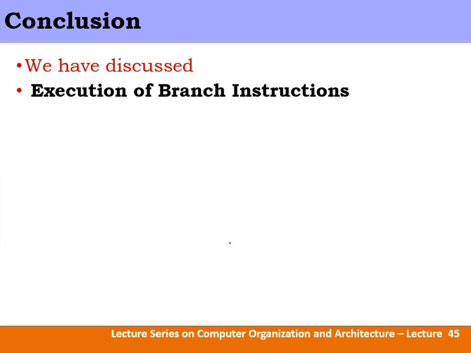The conclusion is, we have discussed execution of a branch instruction with respect to unconditional as well as conditional branch instructions. We follow the same sequence of steps in order to fetch an instruction. Once we fetch the instruction, after decoding it, we get the offset value. The offset value will be added to the program counter contents to get the new target address that will be loaded onto the program counter register. The instruction fetch begins from that new target address.